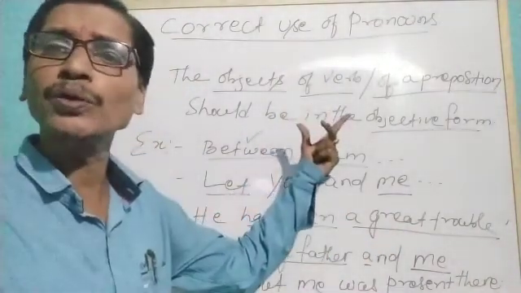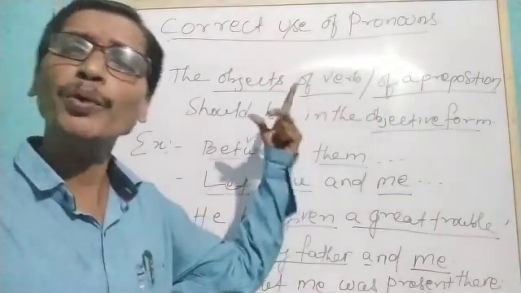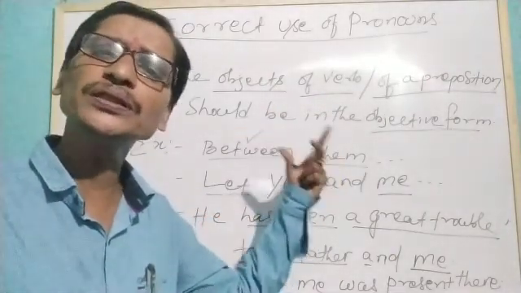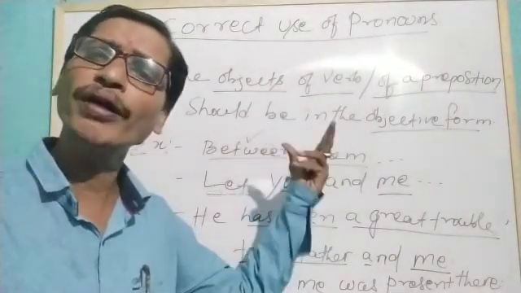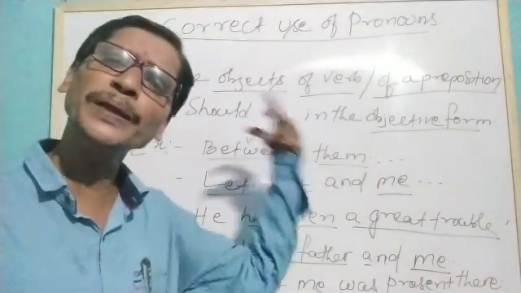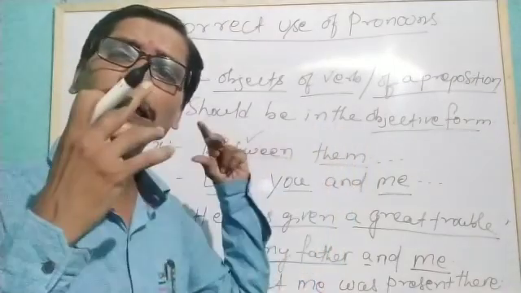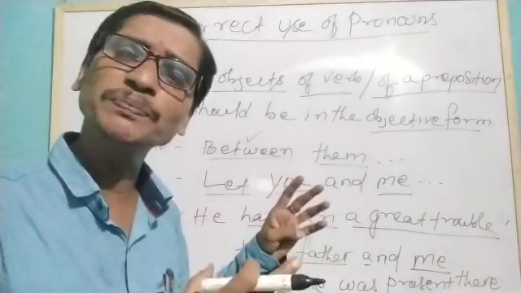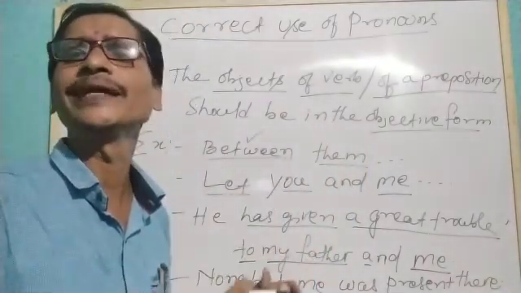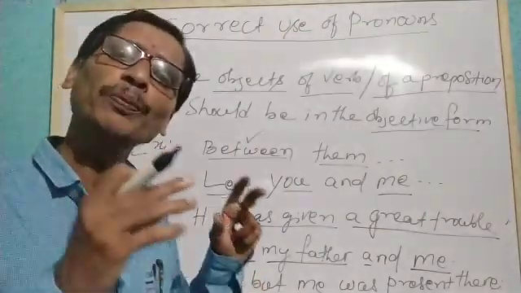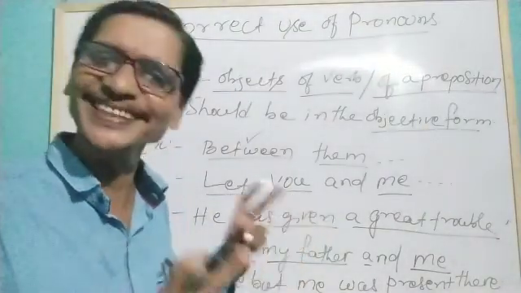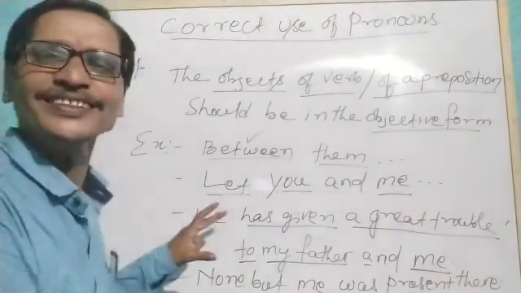In accordance with the rule, if we use any pronoun as the object of a verb or of a preposition in our speech or statement, the pronoun must be in its objective form. This is the rule, and these are the instructions. You understand.